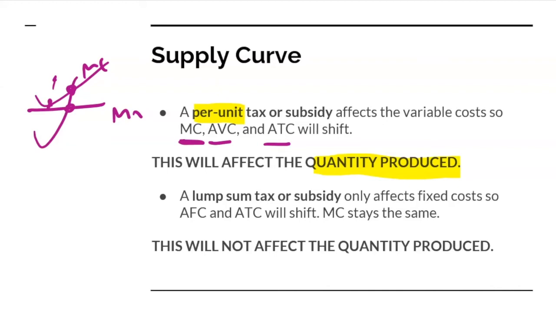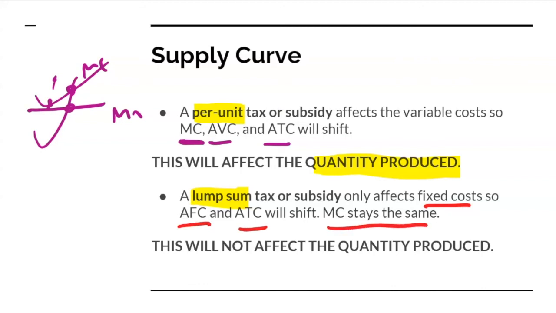However, if there is a lump sum tax or subsidy, meaning it's a one-time tax or a one-time subsidy, they're not being taxed or given money based on each good they're producing. They're saying no matter how much you produce, you're going to be taxed this much. This only affects fixed costs. So a per unit affects variable costs, so it impacts our marginal cost, average variable, and average total cost curves. A lump sum tax or a lump sum subsidy only impacts our fixed costs.